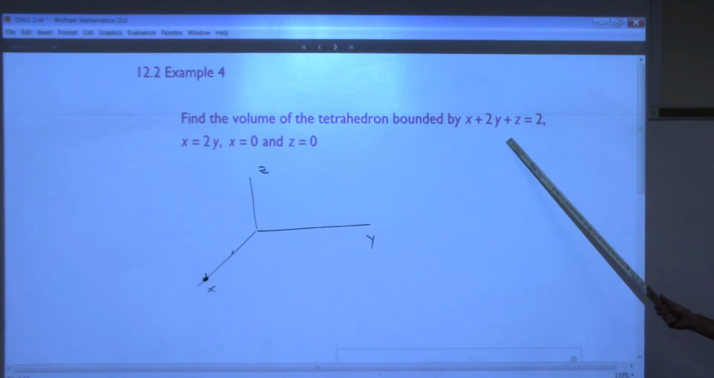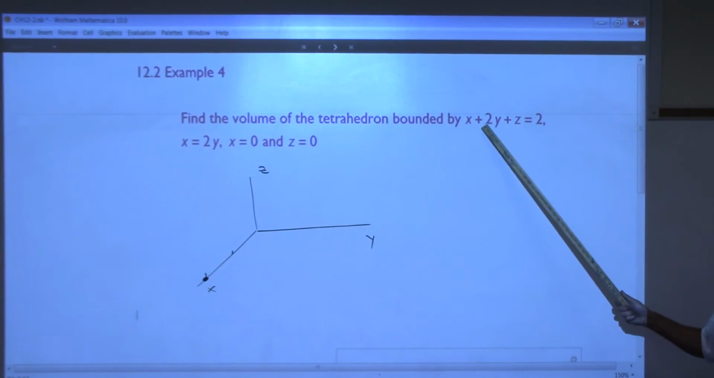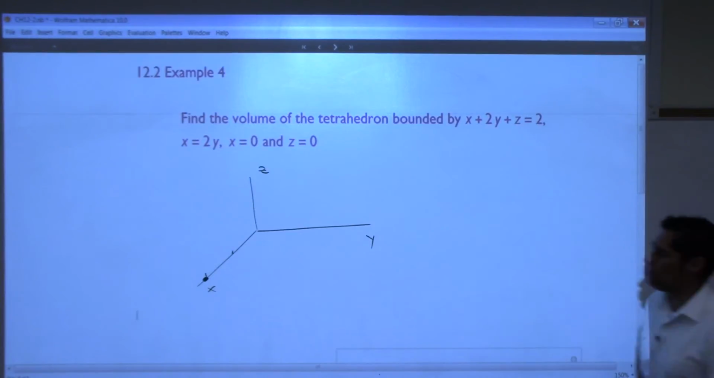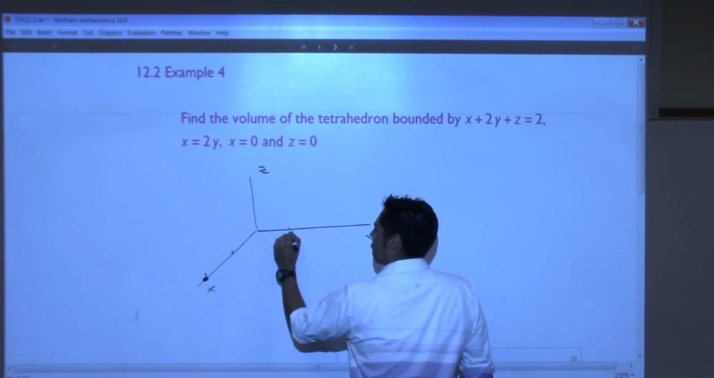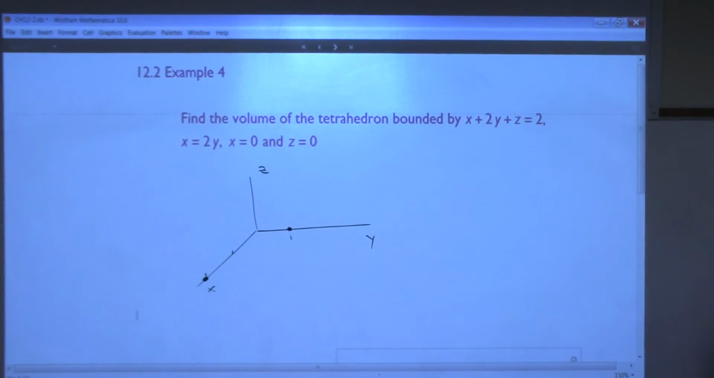What about the y-axis? Does it hit the y-axis? At y is 1. So this time, if you're on the y-axis, x is 0 and z is 0. So you would get just 2y equals 2, so y would be 1. That point lives on the plane. And what about the z-axis? Where does it hit the z-axis? Up at 2?